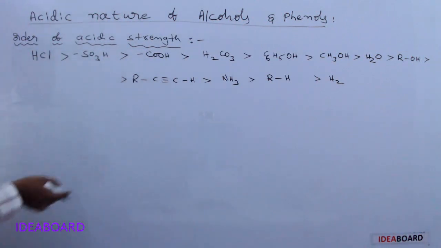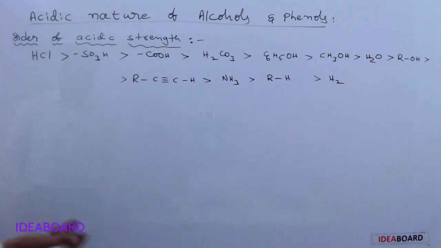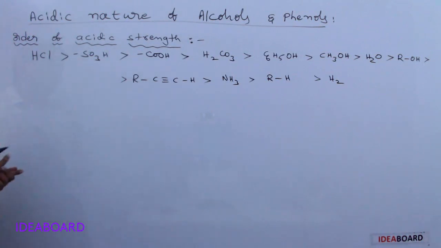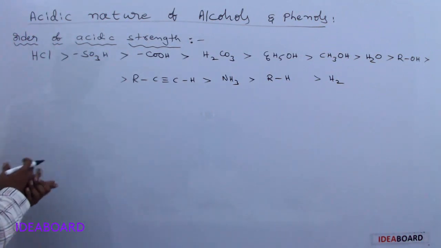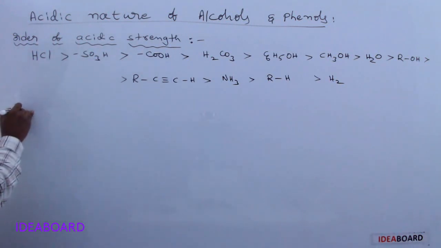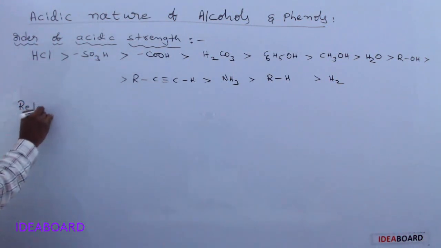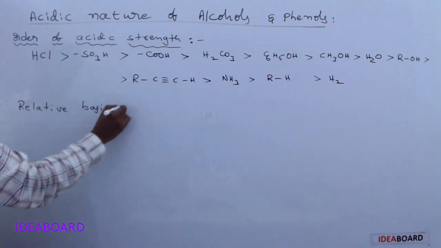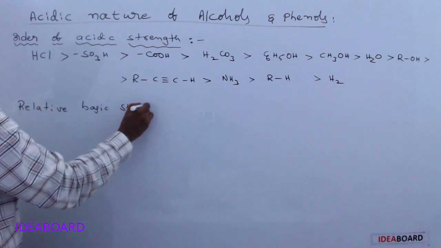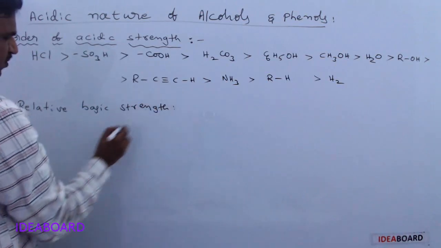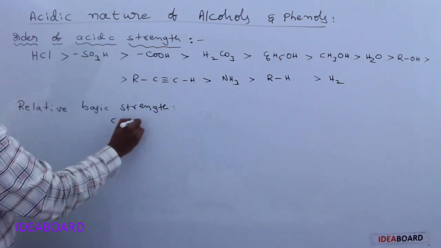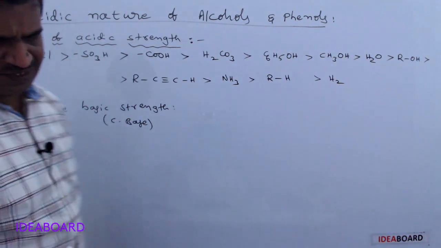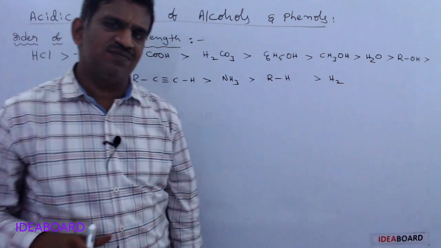And here, if the reverse order is taken, reverse order means if you remove one hydrogen atom, we will get the conjugate base. The relative basic strength also I can give, or we can say this is the conjugate base strength. In first year you studied the conjugate acid base theory, Brønsted-Lowry's conjugate acid base theory.